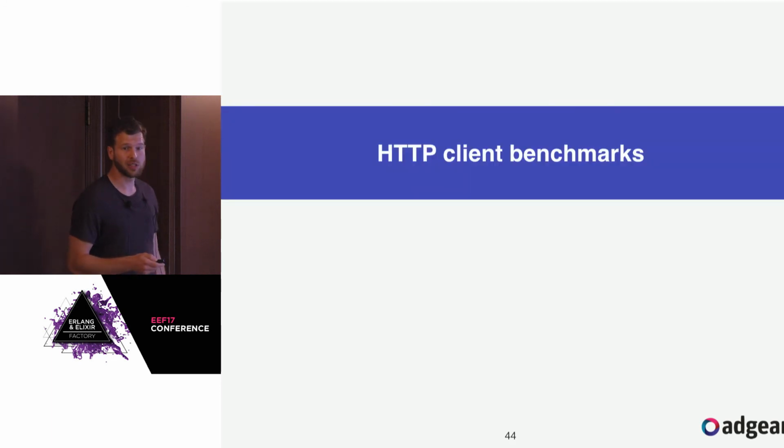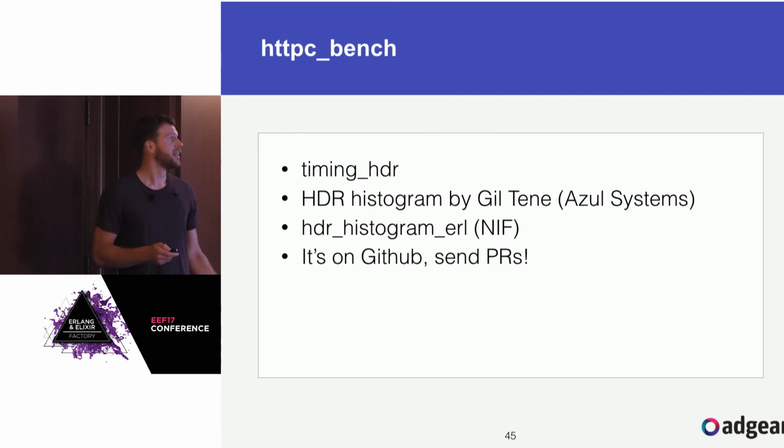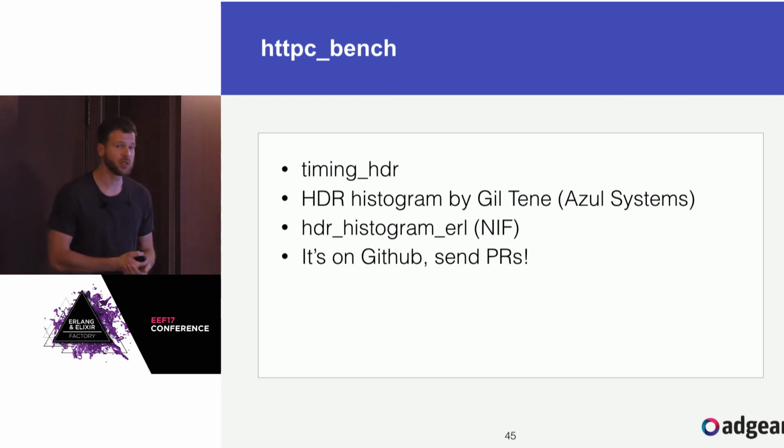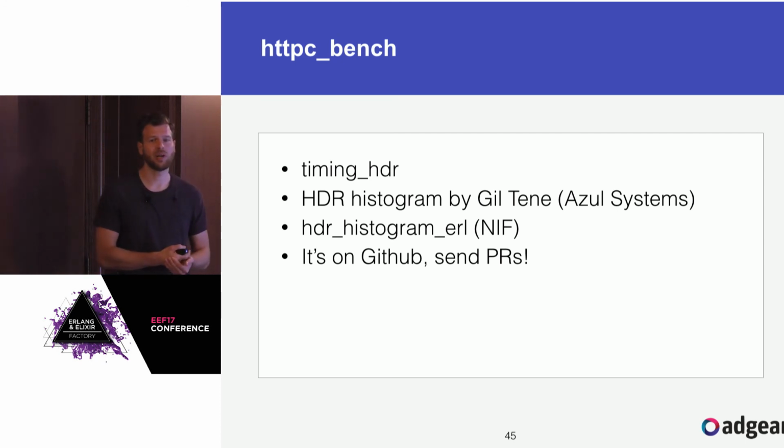So the fun part, benchmarks. I built a suite called dihttpc bench. It used this project called timing, which is on my GitHub. I added a new module in there called timing HDR, which uses HDR histograms that was initially written by Gil Tene from Azul Systems. That was written in Java. There's a C port that was written a couple years ago. And I think a year or two ago, there was a NIF written to wrap that C code.